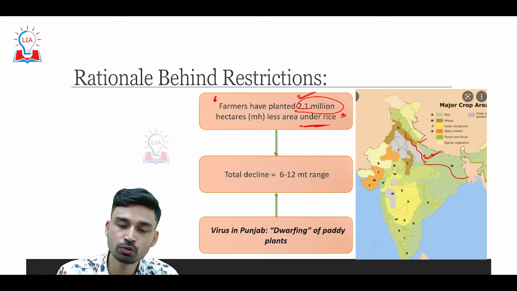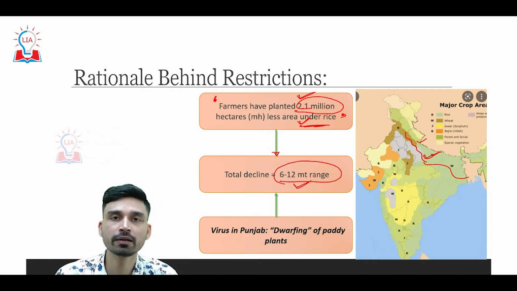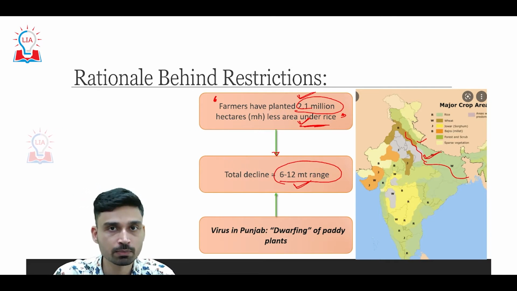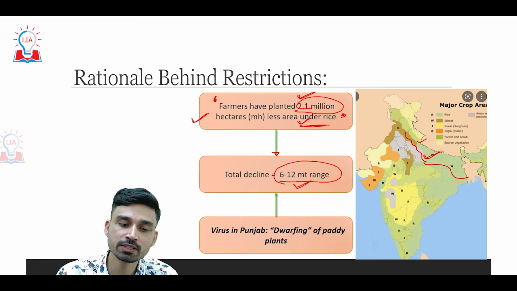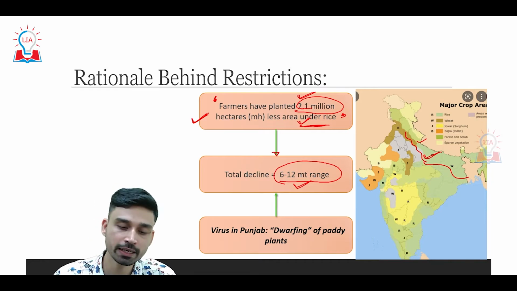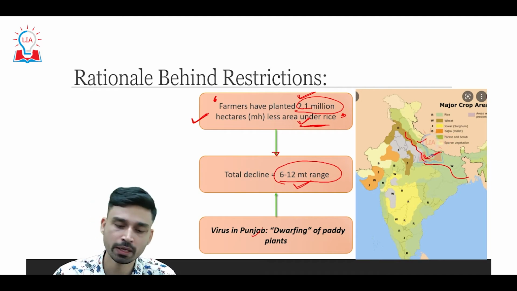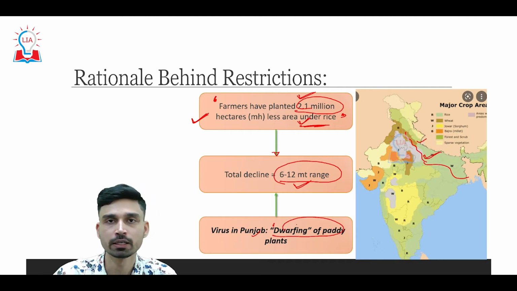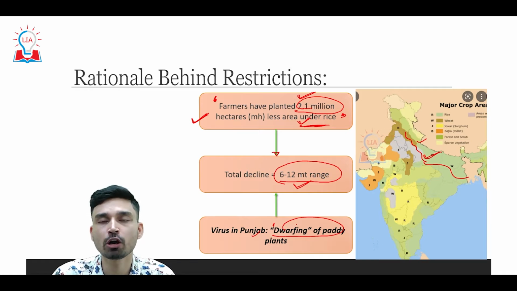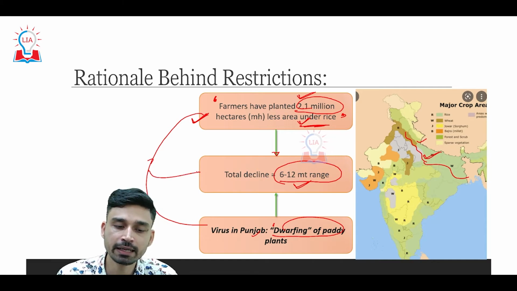If the monsoon deficiency and this reduced area are taken into consideration, it is believed that a decline of 6 to 12 million tons can be observed in the rice yield this year. Not only the monsoon deficiency and the decline in area under cultivation are an issue; another issue has emerged in rice growing areas such as Punjab and parts of Haryana, where a novel type of virus is circulating in the rice crop and has led to dwarfing of the paddy plant. Obviously, if the paddy plant becomes dwarf and much shorter, the yield is going to decline. So it is these reasons that have led the government to worry and put a curb on the export of rice.